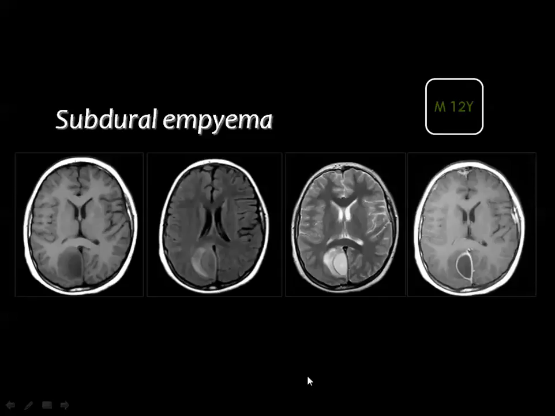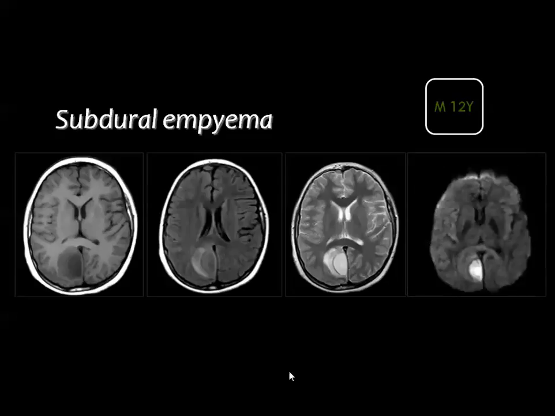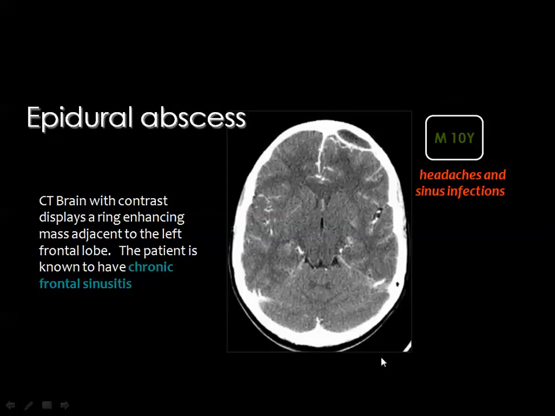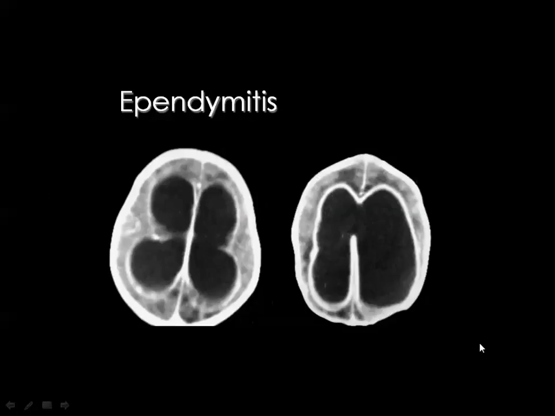And this is a good example of a subdural empyema in the posterior falx cerebri, showing low signal in the T1, high signal in the FLAIR and T2 weighted images with uniform thick marginal enhancement, and this area of high signal is the reactive brain edema around the lesion. And this is the diffusion weighted image showing evident restricted diffusion. And this is an epidural abscess or empyema. You see the collection which is bordered by thick enhanced meninges.